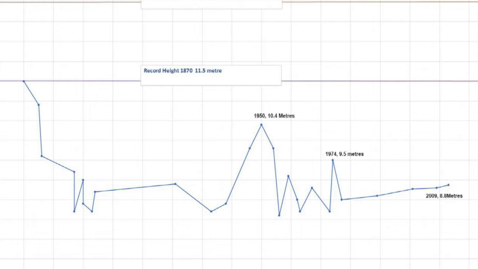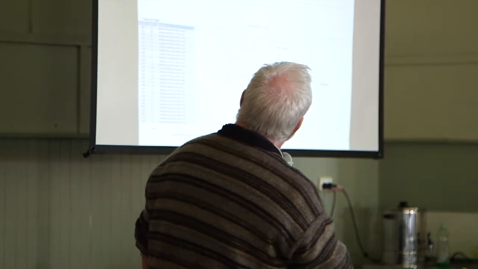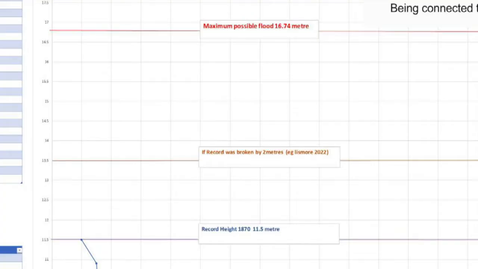This one up here with the blue line is the record flood height at 11.5 metres that was in 1870. The next line up at 13.5, the Lismore flood record was broken by 2 metres. That line represents where the flood would go up to. And the very top line comes out of a figure in the report, which is the maximum probable flood height, which is 16.74 metres.